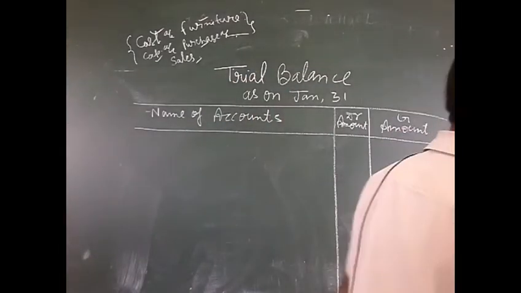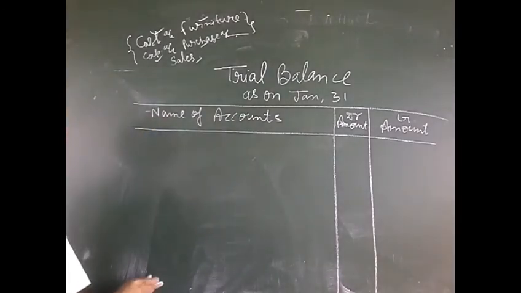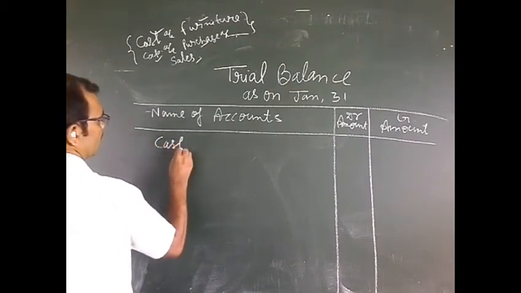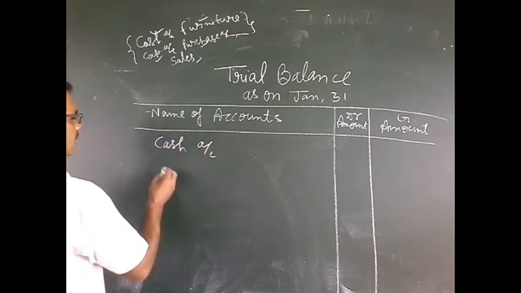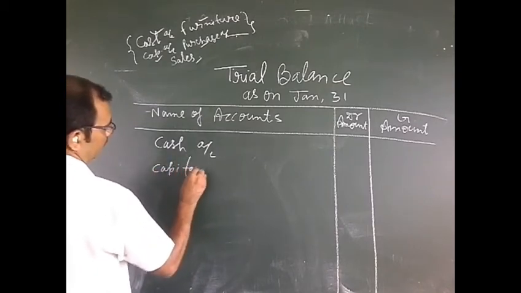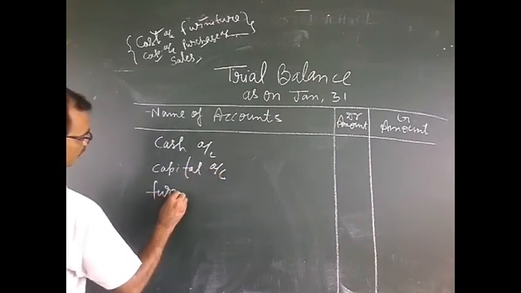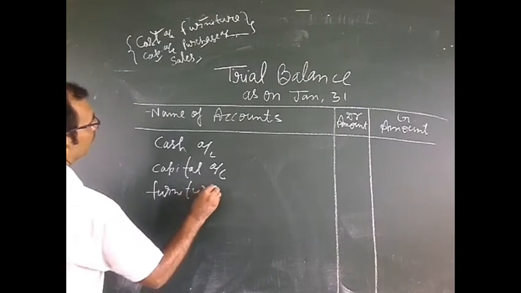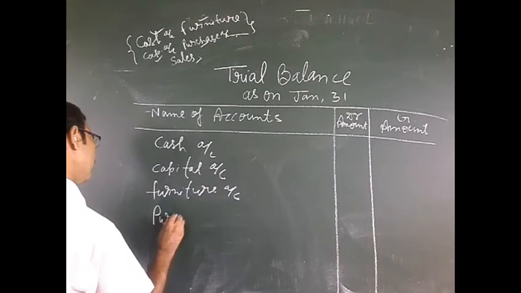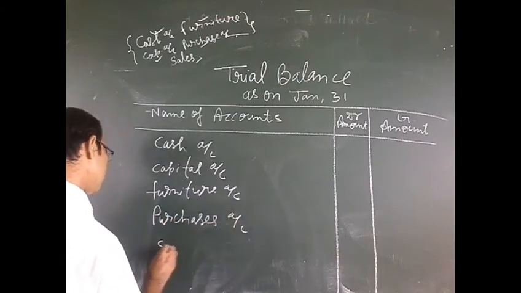Firstly, we will write down here all the names of accounts. The first one was cash account, second one was capital account, and third one was furniture account, and next is purchase account, and the last one is sales account.